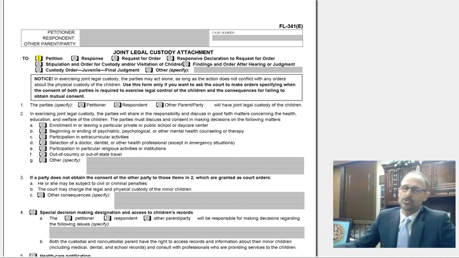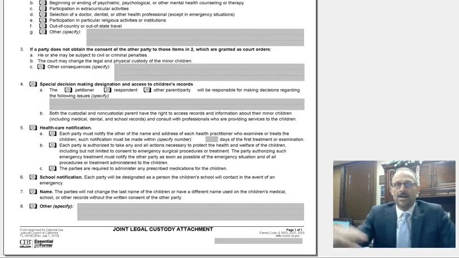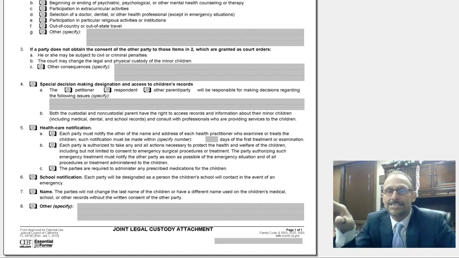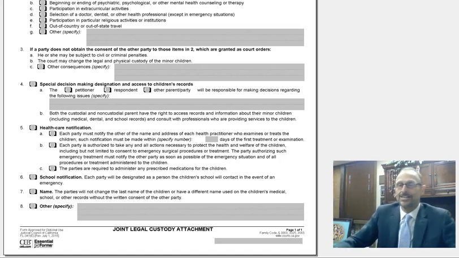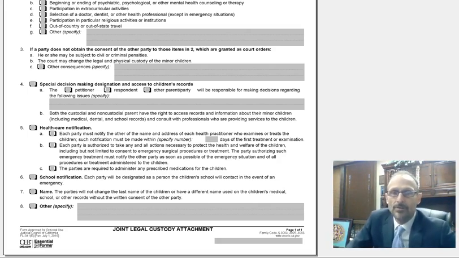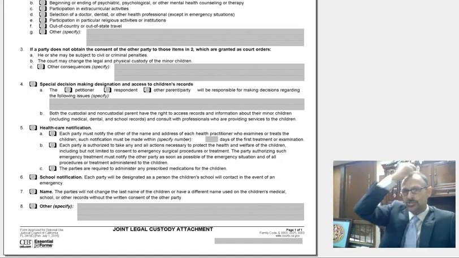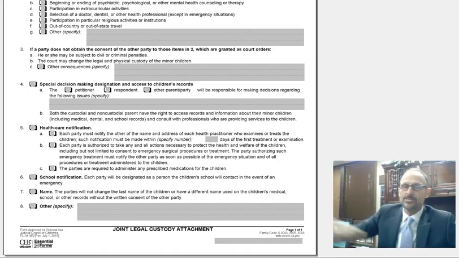Other consequences. If there are some other consequences that you guys agree on or that the judge ordered, you can mark that under C and then specify to the right. Okay, so special decision-making designation or access to children's records. This section is where one of you may have special decision-making provisions. So let me read it. If this is the case, mark number 4, and it says the petitioner, or you can mark the respondent, will be responsible for making decisions regarding the following issues, and then be very specific in there.